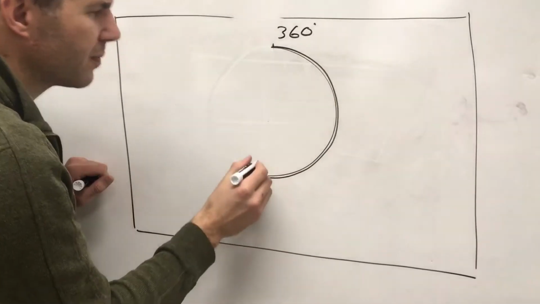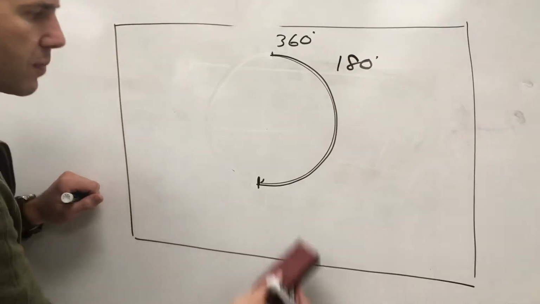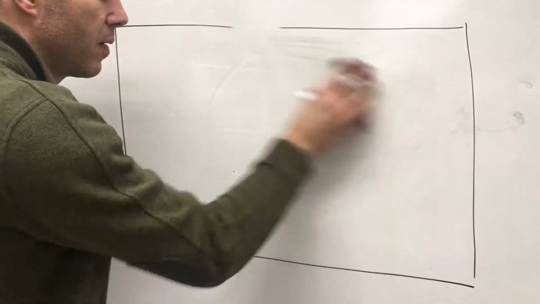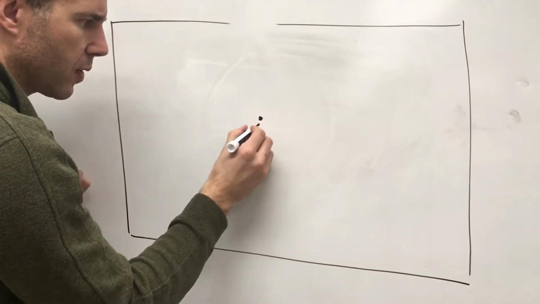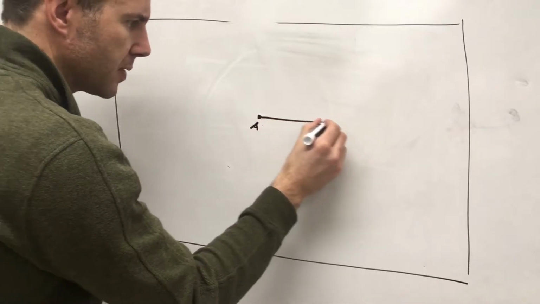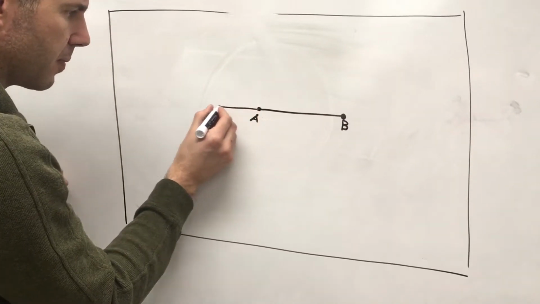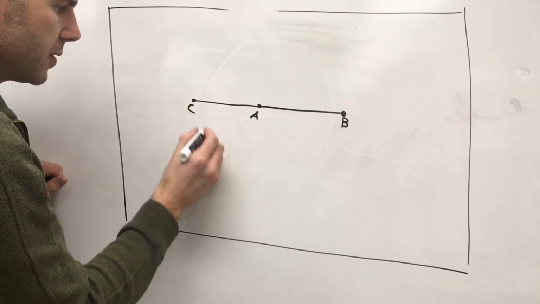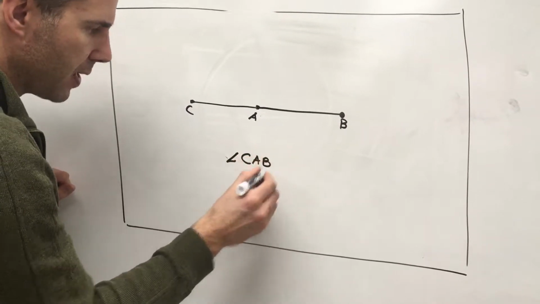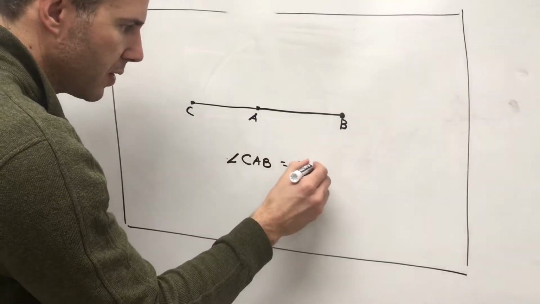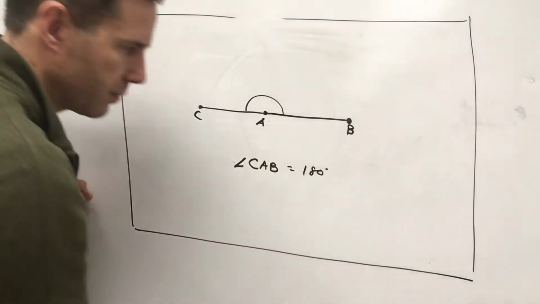Let's just try to take half that. Half a circle, like that much, would be 180 degrees. So if you're looking at this, if you've got this dot right here, I'm going to call this dot A. I extend a line segment out here, there's B, and I extend a line segment out to here, call it C. The angle CAB would be equal to 180 degrees. Because you look at it, it makes half a circle.